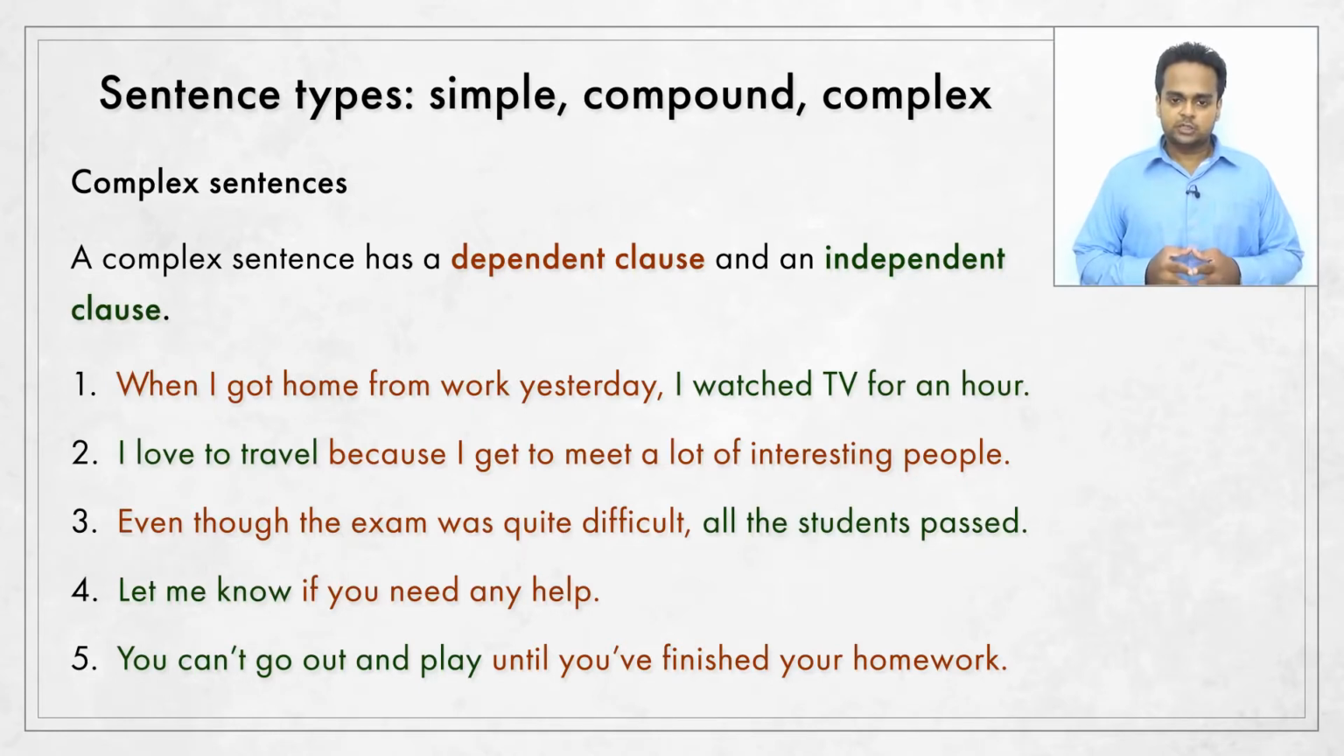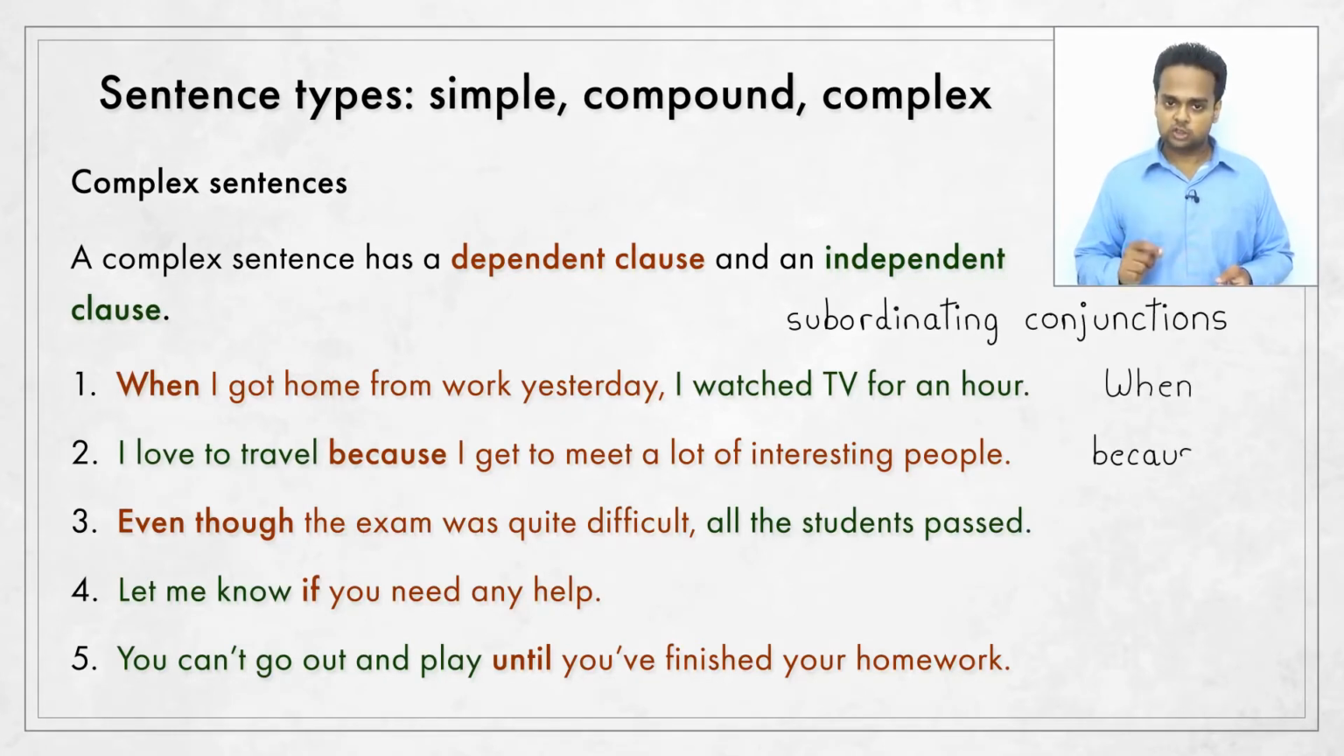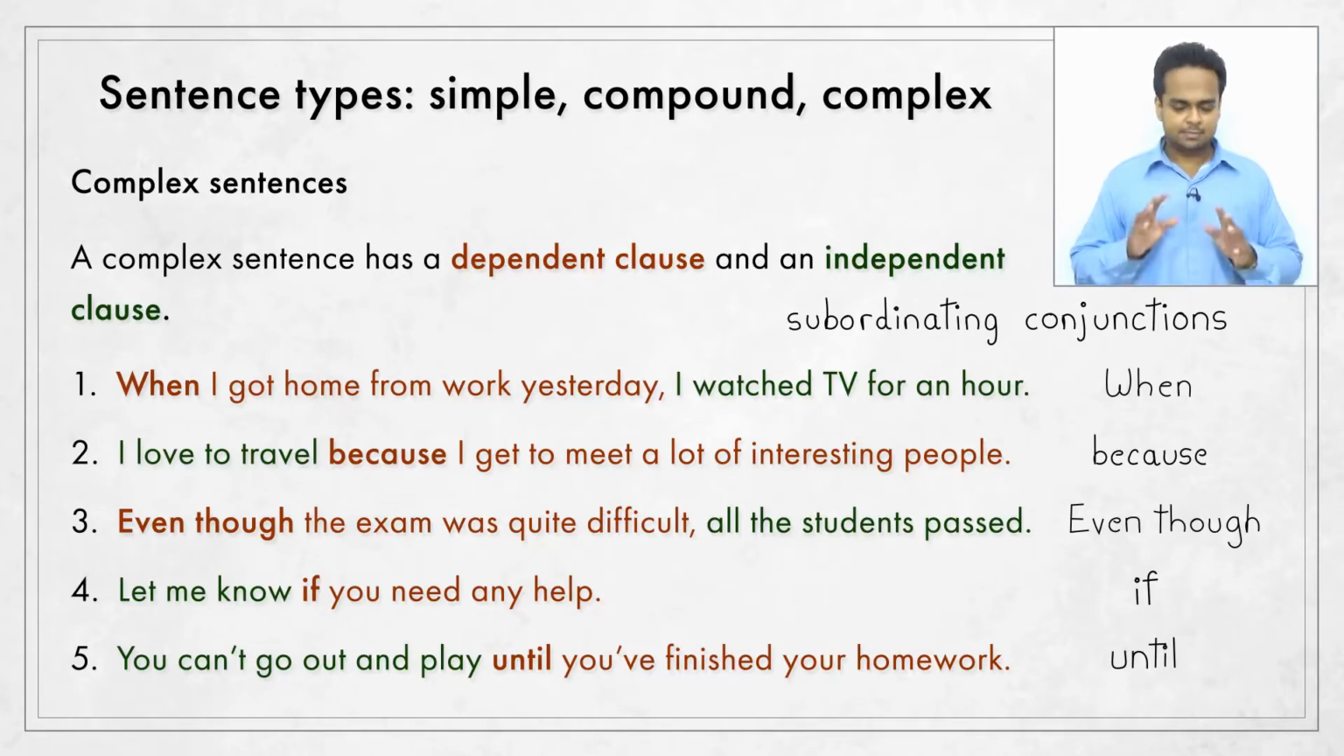Just remember that to decide whether a clause is dependent or independent, you ask the question, can this clause be a complete sentence on its own? If it can be a complete sentence, then it's an independent clause, and if it cannot be a complete sentence, then it's a dependent clause. Now, in all of these examples, you see that the dependent clauses start with a linking word, like when, because, even though, if, and until. These words are conjunctions, but they're called subordinating conjunctions. The dependent clauses are also called subordinate clauses. It means the same thing.